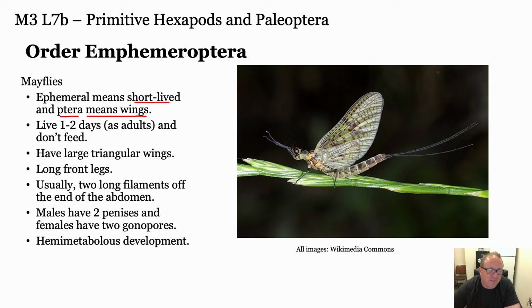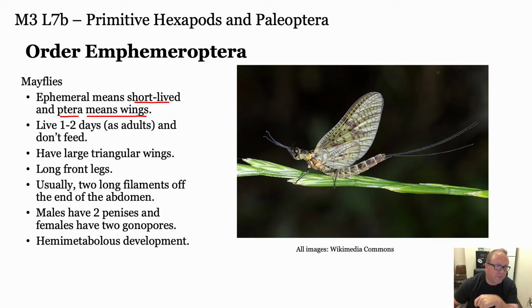A lot of the orders have some part of ptera in them, like Coleoptera, Lepidoptera, Hymenoptera, Diptera. We see that a lot. They live only 1 to 2 days as adults. They can live years underwater. So they're aquatic as nymphs, living underwater in streams, in rivers, and lakes, all over the place. You used to have a lot more of these, but they're making a comeback, which is good.